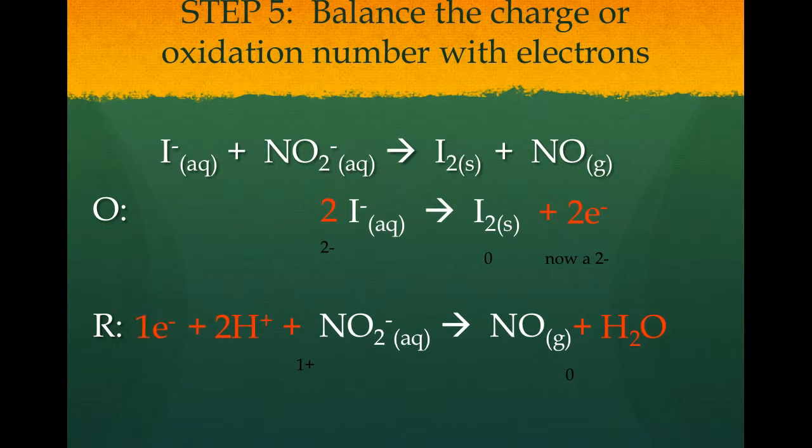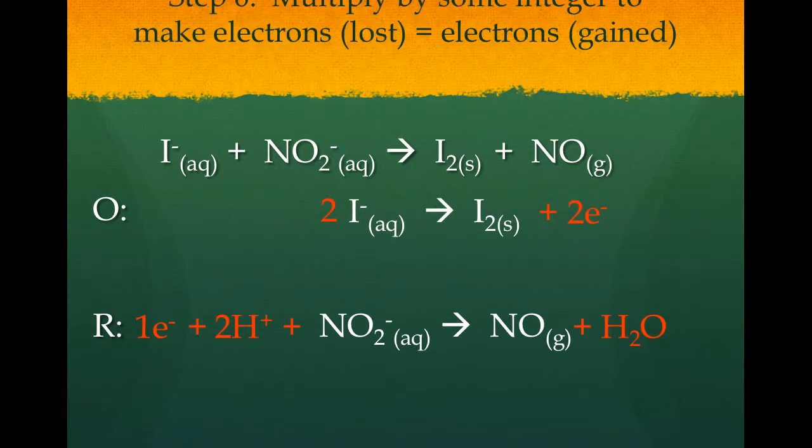Did you say 1 electron on the reactant side? By adding 1 electron to the 1 plus charge we already had, that brings it down to neutral so that we are now the same on both sides. Okay, our atoms are balanced. The next question is, are our electrons balanced? So we need to multiply by some integer to make electrons lost equal electrons gained.